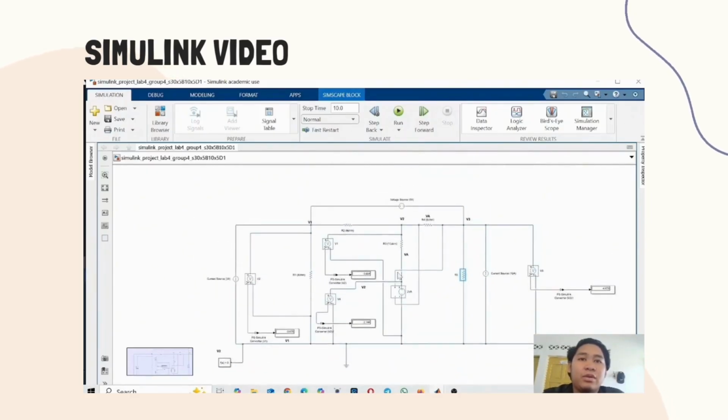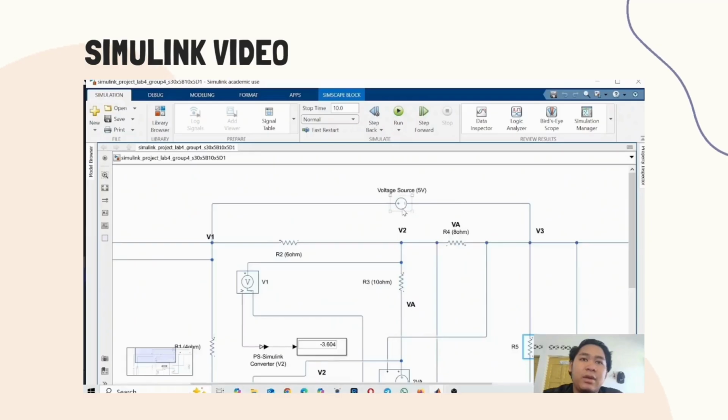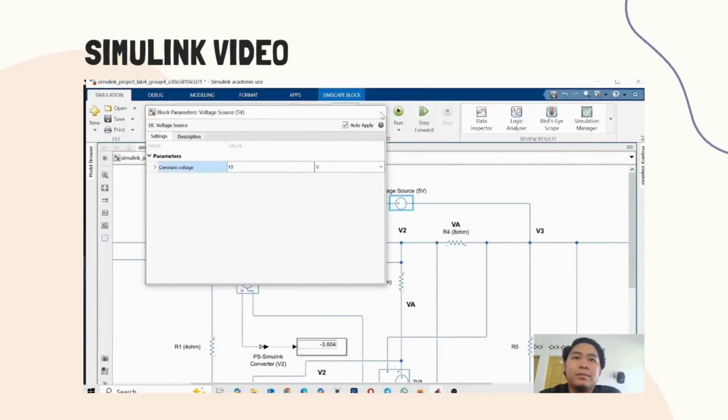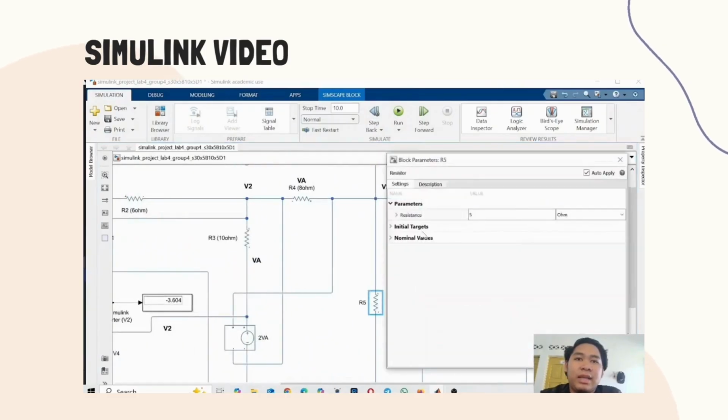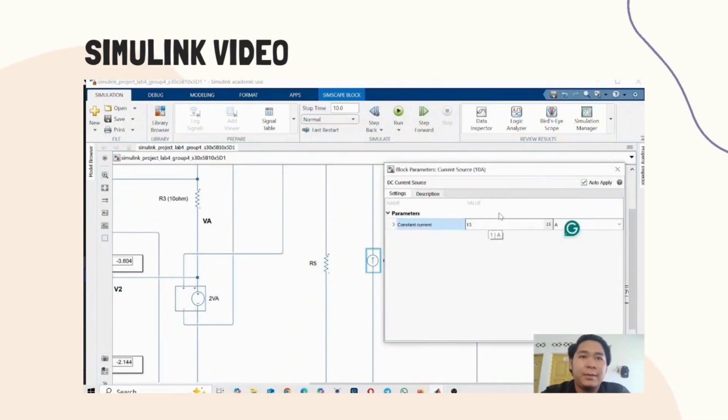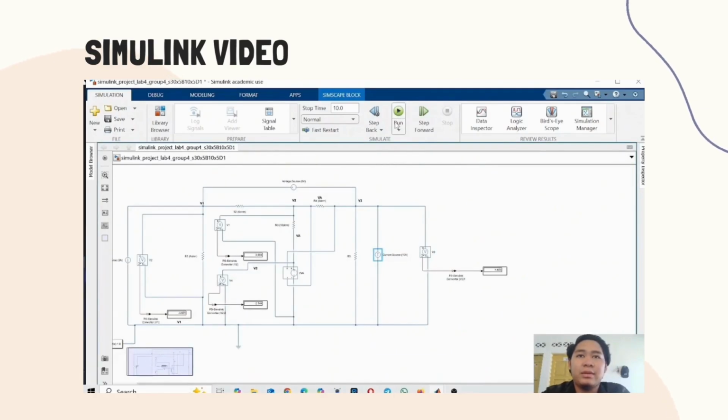If we want the same value as our GUI, we must put the value in the GUI. So for example, for case 1, I put the value for case 1 in the GUI. The voltage source for case 1 is 10. For the R5 is 10. This is the case 1 value. And the last is current, so for current we put in 15.